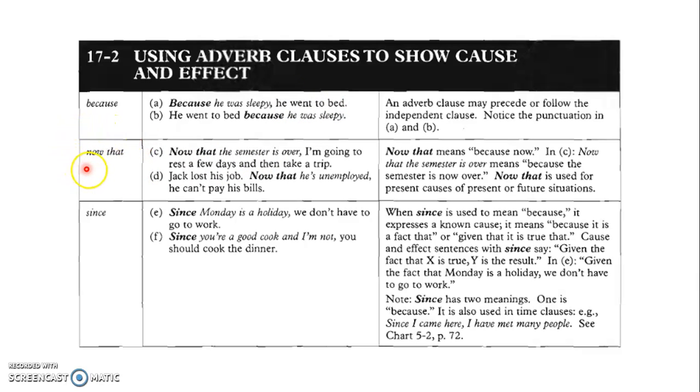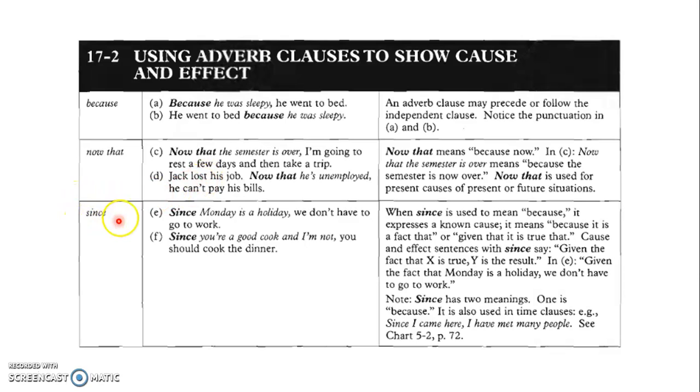Now, what about now that? Now that the semester is over, comma, I'm going to rest a few days and then take a trip. Now that means because now. Now that the semester is over means because the semester is now over. So from this sentence, what is the cause? The cause comes first: now that the semester is over. Because of this, there is an effect: I'm going to rest.